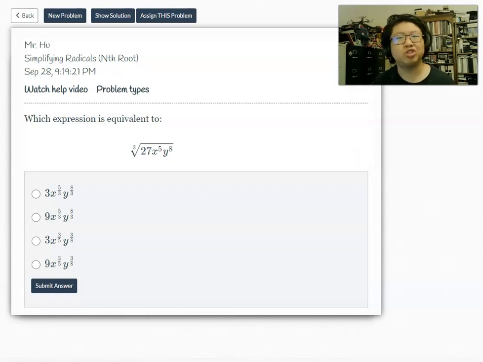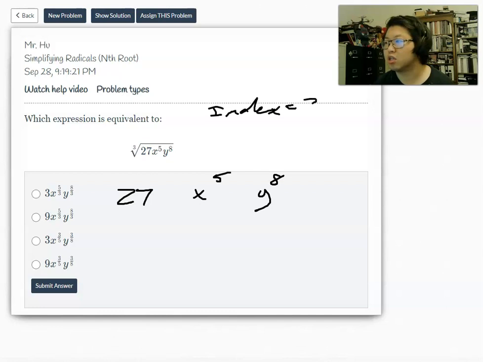And so we just do like we did in the notes video, where you take your pieces. You've got 27 as my integer, x to the 5th as my x part, and y to the 8th as my y part. And those are all being cube rooted, so the index is 3. That means that's what I'm going to divide the exponents by in a sec. But remember from the video, 27 is actually 3 cubed, so I'm going to rewrite it as 3 cubed. x to the 5th is still there, and y to the 8th is still there.